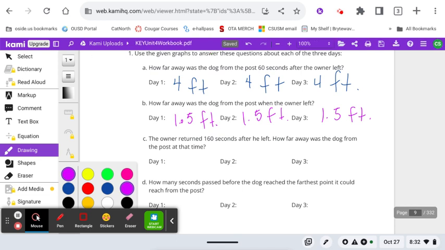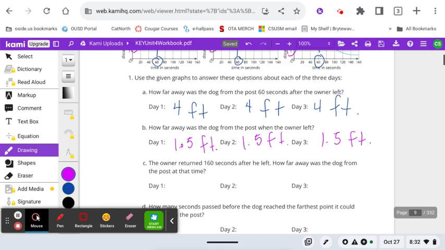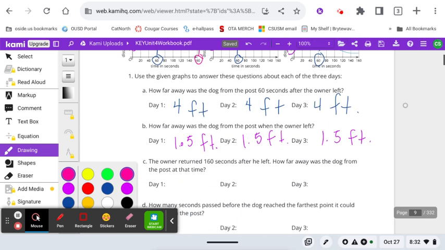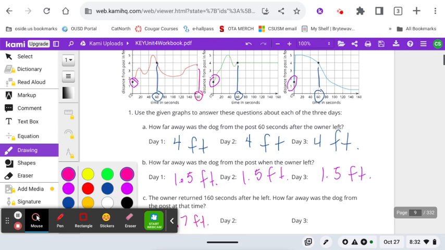The owner returned 160 seconds after he left. How far away was the dog from the post at that time? So here we're going out to 160. So on the first one, what would you call that? I'm going to say like 3.7 feet away, whatever you think that is. On this one, notice that the dog sat down and just stayed in the same place. So just 4 feet from the post the whole time after that 60 seconds.